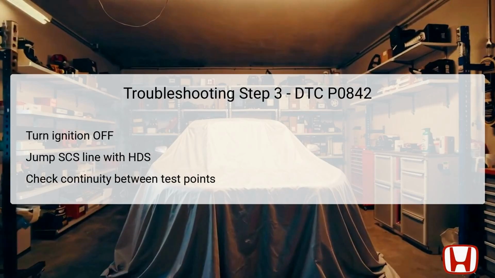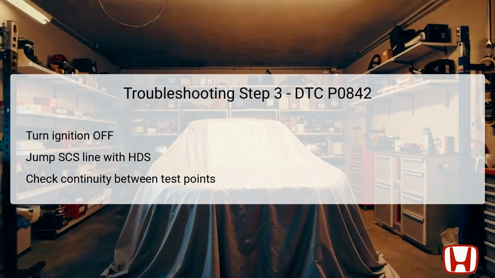tests to be performed. After activating this function, disconnect the PCM connector B, which features 51 pins for various sensor connections. Following this disconnection, check for continuity between test points 1 and 2 while ensuring that the ignition remains in the lock or off mode.